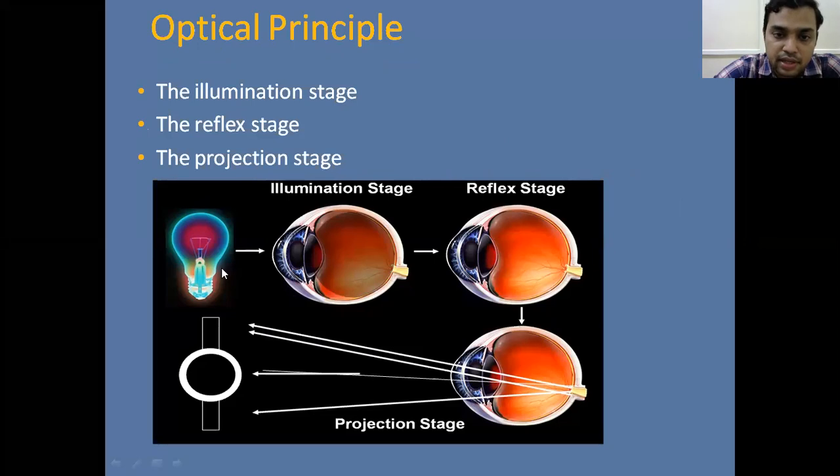In the illumination stage, we illuminate the retina through the pupil with the help of light. In the reflex stage, we observe the reflex of the retina, and in the projection stage, we observe the emergent rays coming from the reflected part of the retina. So these are the three stages involved in retinoscopy. First is the illumination stage, where we illuminate the retina. Then we observe the red reflex of the retina in the reflex stage, and in the projection stage we observe the emerging rays coming from the reflected light from the retina.